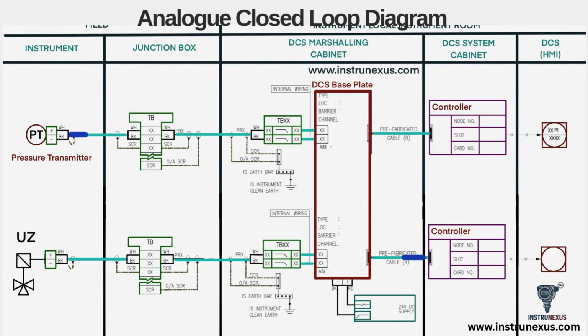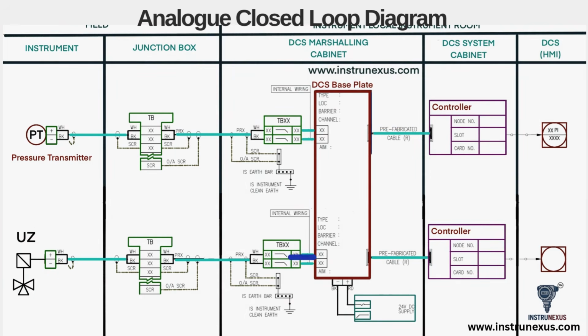The signal then connects to the DCS baseplate, which interfaces with the controller in the DCS system cabinet. Finally, the controller processes this information and displays the pressure reading on the DCS HMI for the operator. Now, let's look at the bottom loop, which is an output.